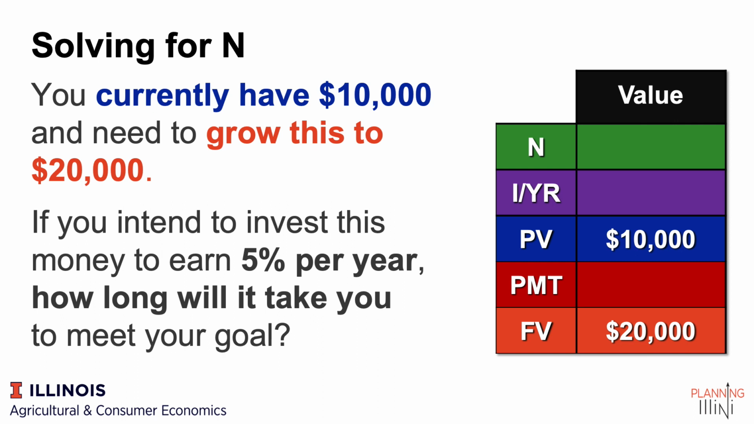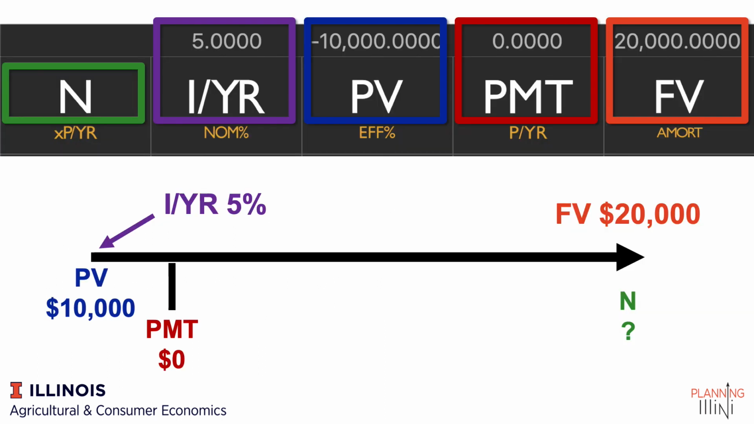And then I can invest it at 5% per year. So no payments are in this problem. And the question becomes, how long then, how many periods will it take to double? I'm solving for N, or number of periods. When we show it on a timeline, it comes together nicely. We see FV as 20,000, PV as 10,000, payment is 0, I/YR as 5%, and then we're going to solve for N, or solve for number of periods.